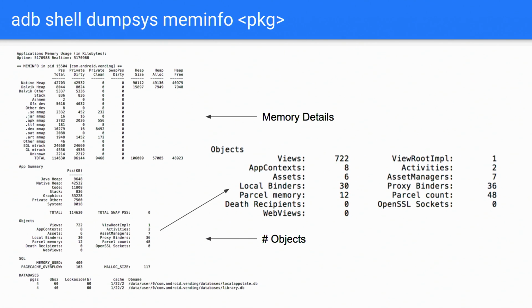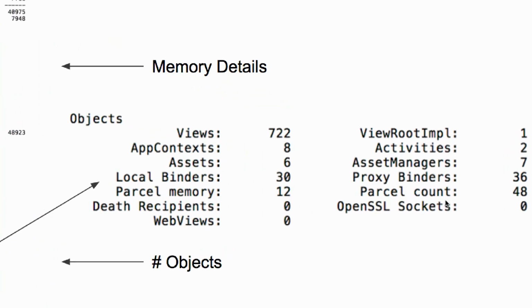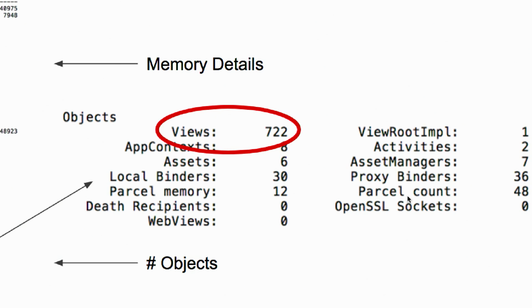All right, so number of objects. That one is interesting because we see that now we have 722 views, but gfxinfo says there are only 450. The difference is that gfxinfo only prints information about what the UI toolkit knows about. So those are the views that are in the window that we're going to process to draw. This number is what the ART runtime, or Dalvik on older versions of Android, knows about that class.